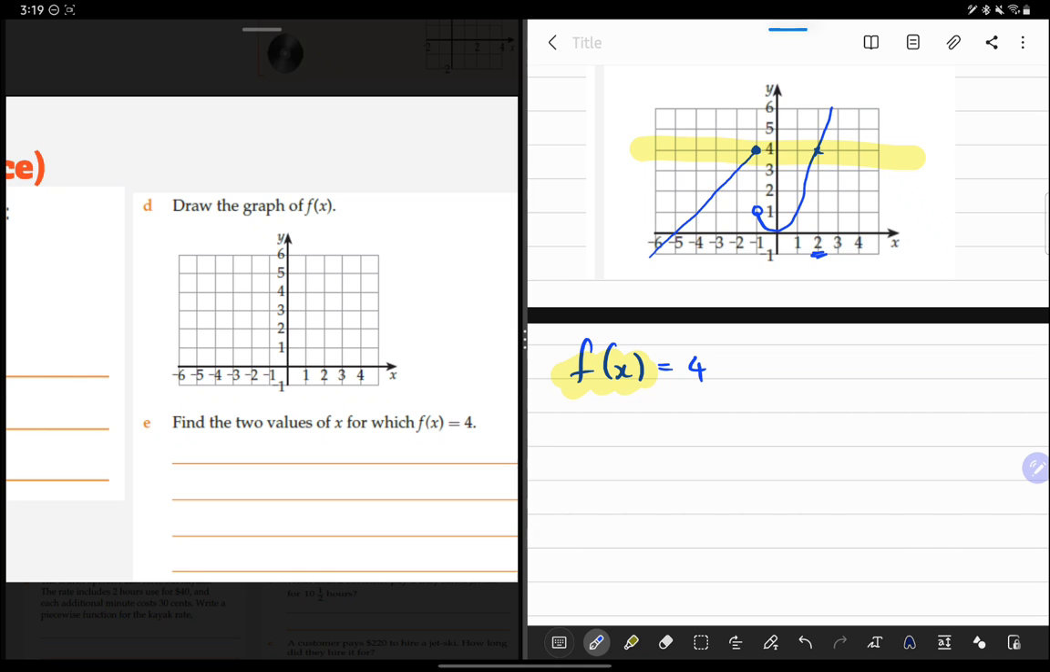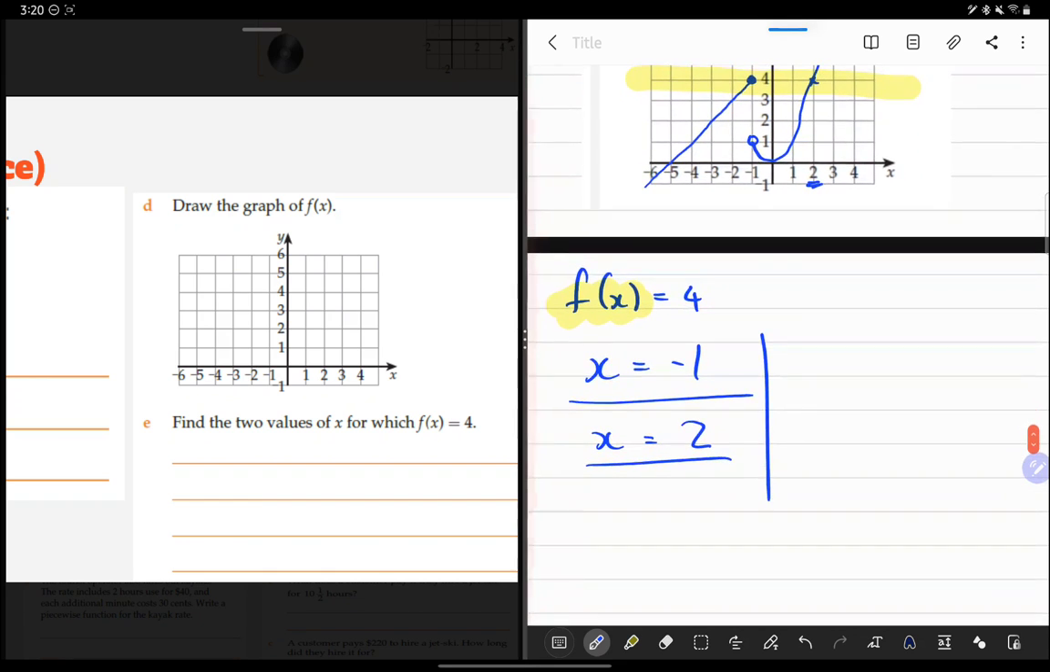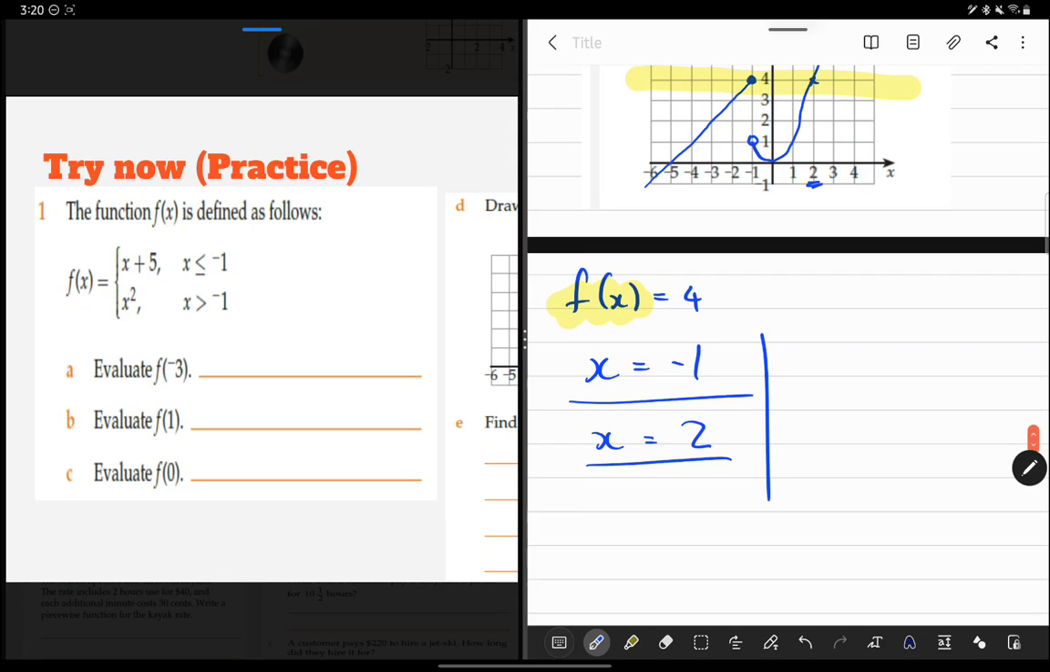So yep, what are the two values of x? It's when x is -1 and also when x is 2. You can use the graph to say that, but you can double check with the function, right? You can double check because at f of x equals -1 for that first graph.